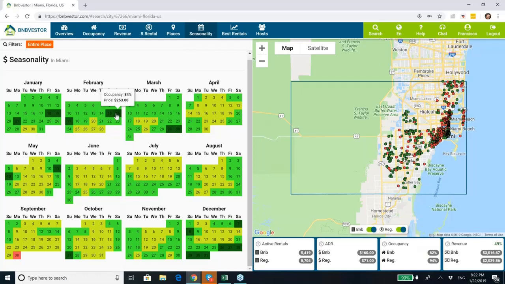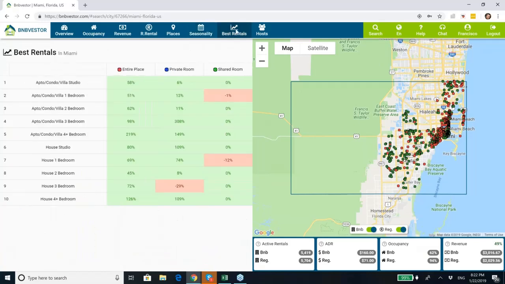82%. 253, 84%. Those are numbers that are close to December, to the days at the end of December. Now, in this system, one of the best features that I can see we have is what we call best rentals. In best rentals, we tell you what are the best type of property that you can get in the area, which properties will get me more money.